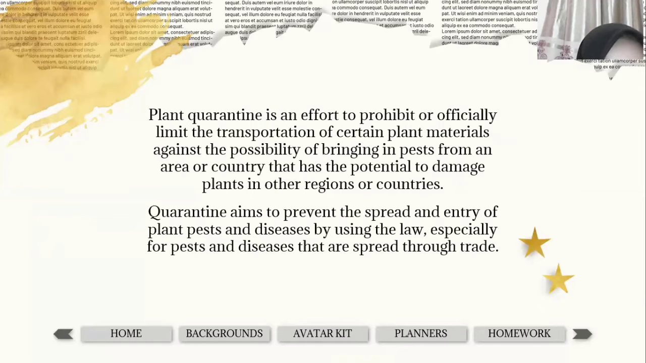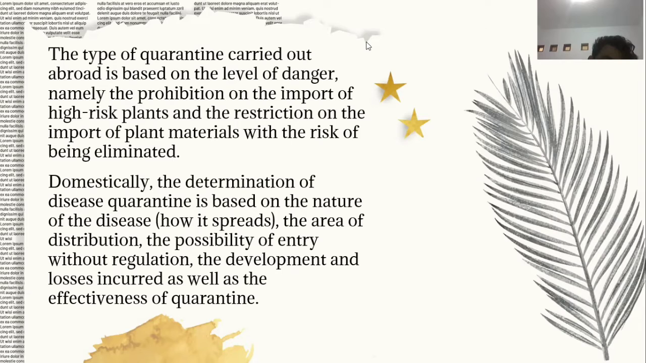Quarantine aims to prevent the spread and entry of plant pests and diseases by using the law, especially for pests and diseases that are spread through trade. The type of quarantine carried out on the import of plant material is with the risk of being eliminated domestically.